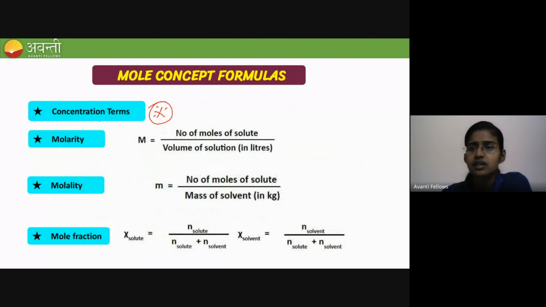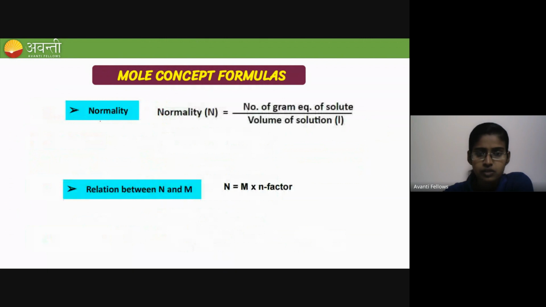And we have the formula for normality also. To find the normality, it is the number of gram equivalents. If you want me to stop at any slide, if you want to take a screenshot or note it down, just let me know. I'll wait for you. If you already have these things with you, you don't have to worry about it. And the relation between normality and molarity is N equals M into n factor. These are very rare only.